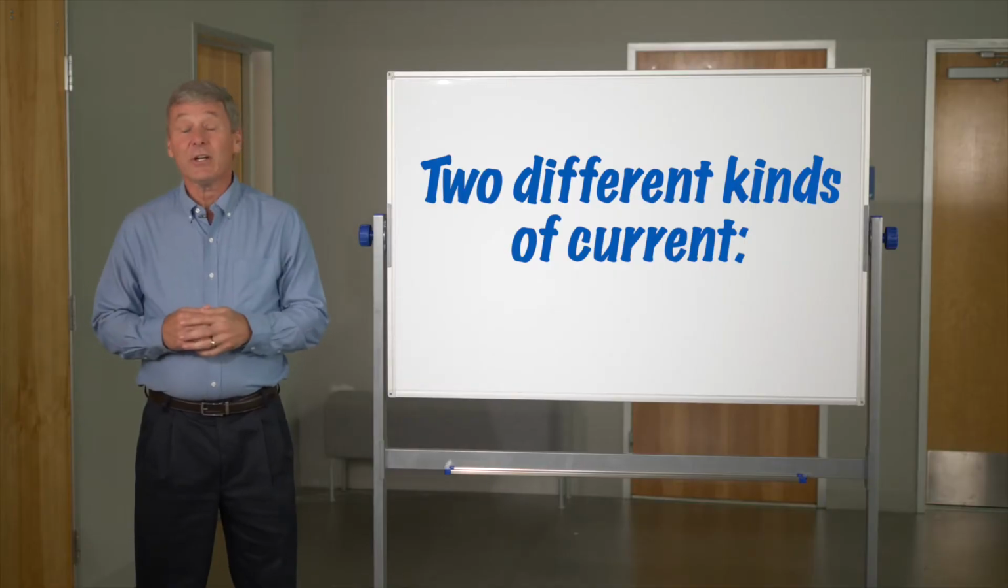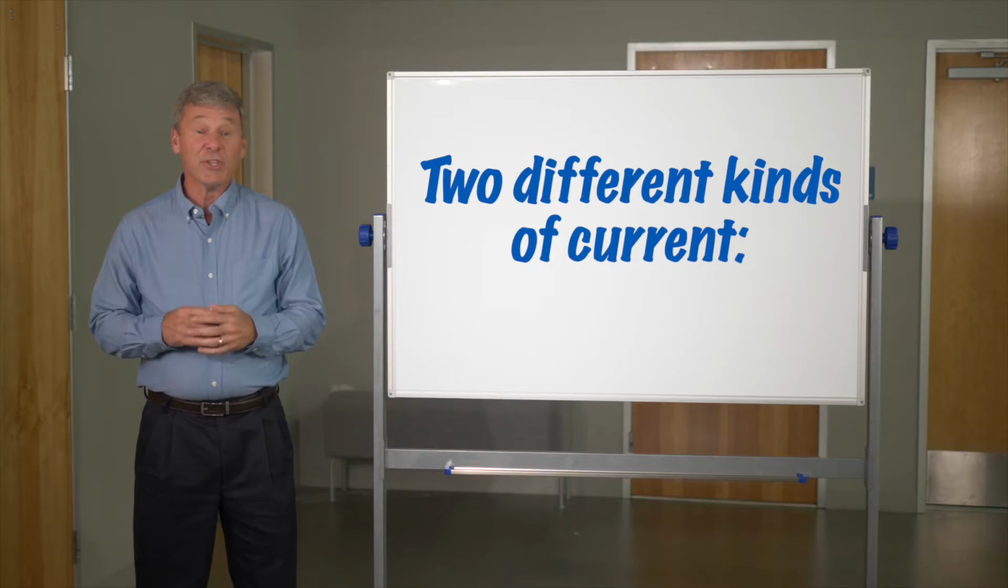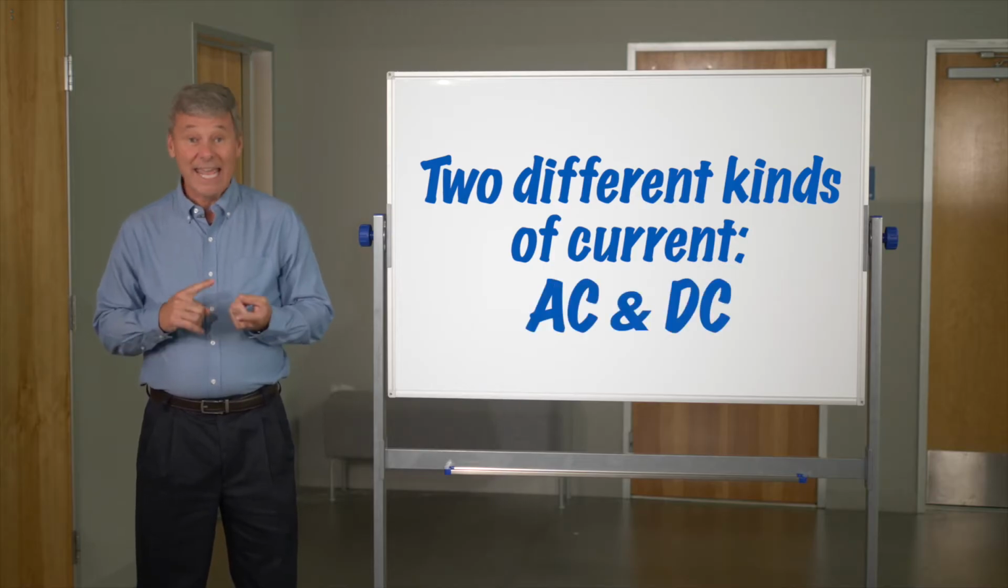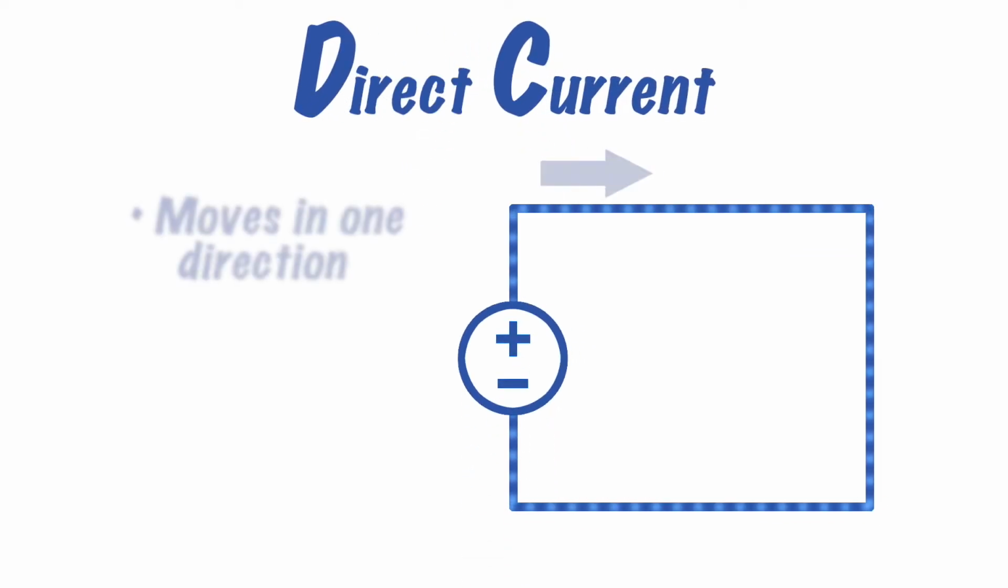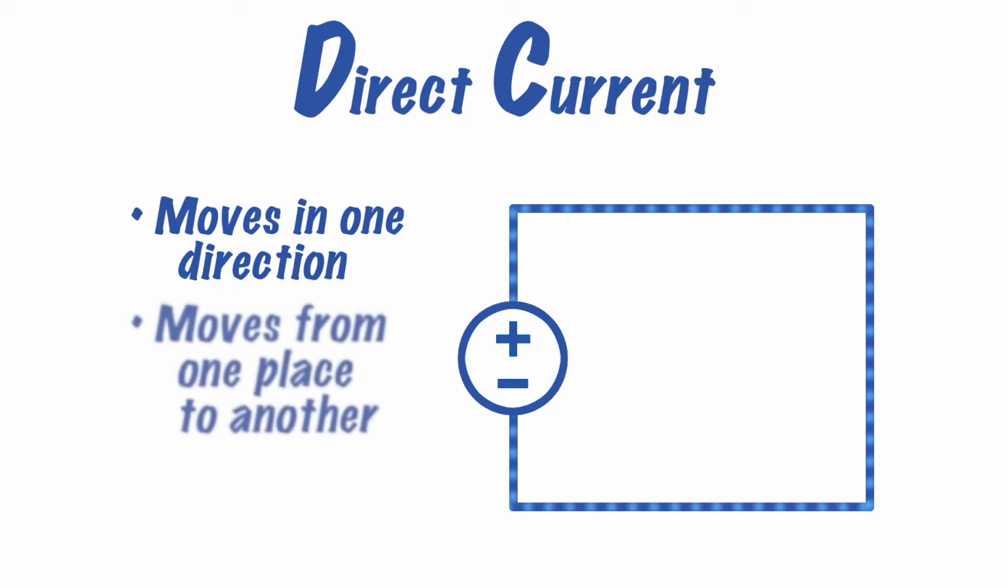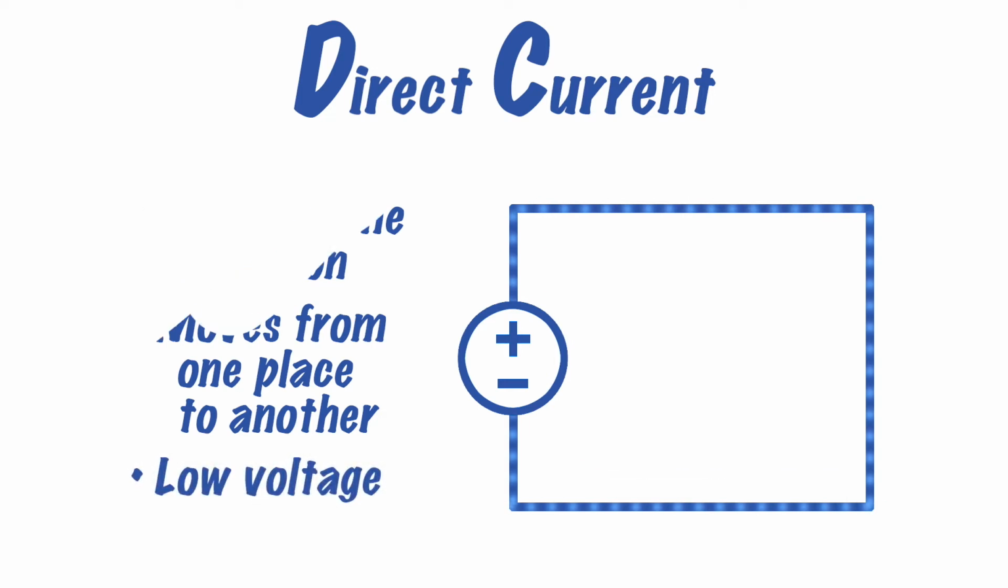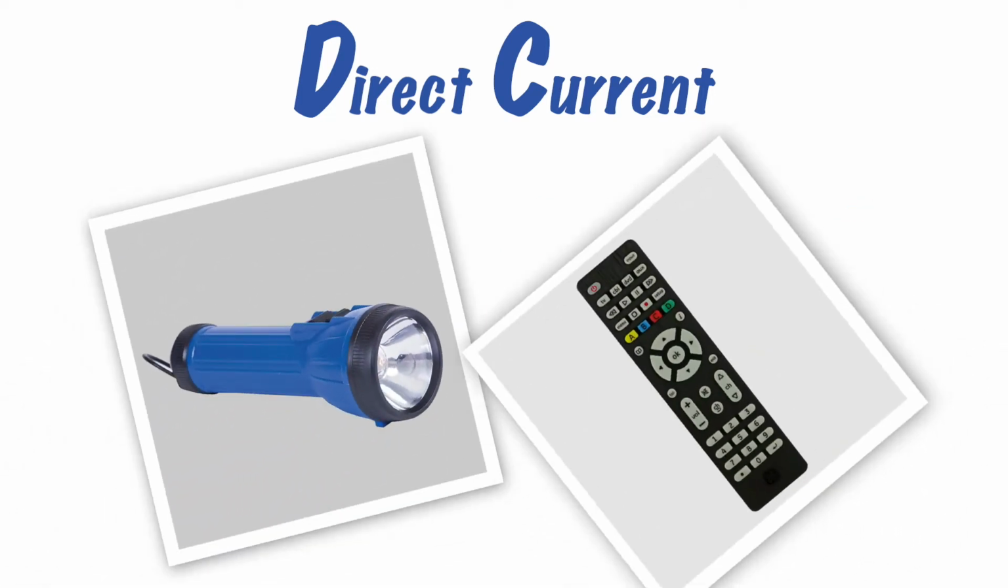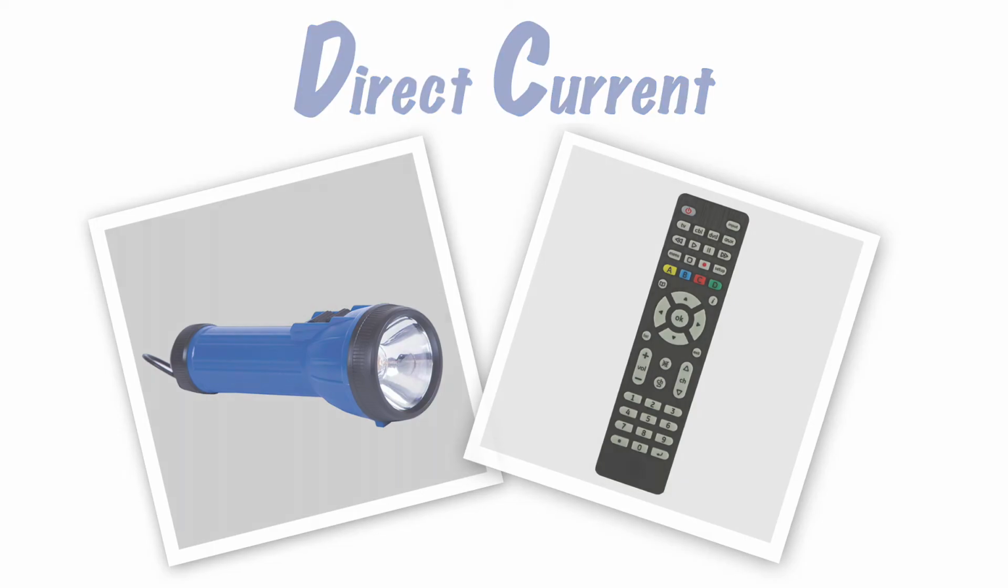To complete our lesson on electricity basics, we need to talk about the two different kinds of current, AC and DC. DC stands for direct current, which is current that moves in one direction from one place to another. Pretty simple, right? DC is used primarily in low voltage applications. One of the most common examples is in battery-powered devices.